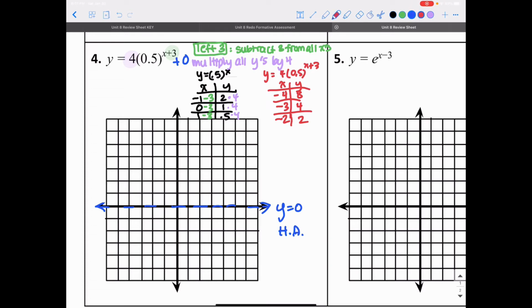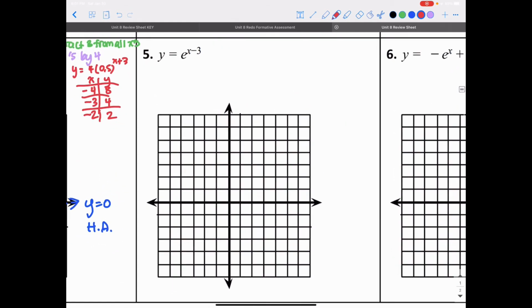And then I'm going to plot these points: -4 and 8, -3 and 4, and -2 and 2. And I'm going to connect them, making sure I don't touch that horizontal asymptote. All right, number 5.